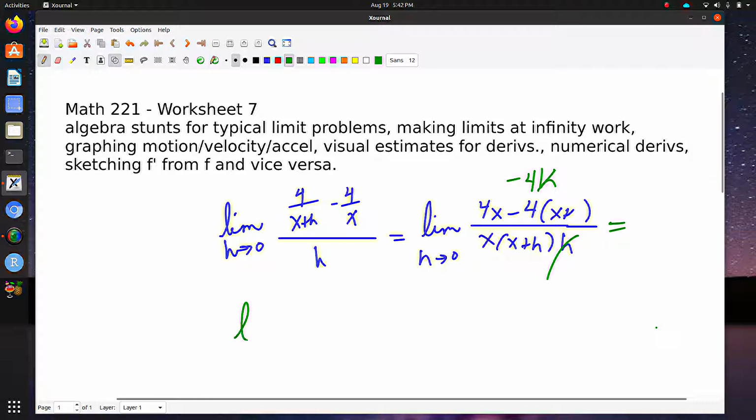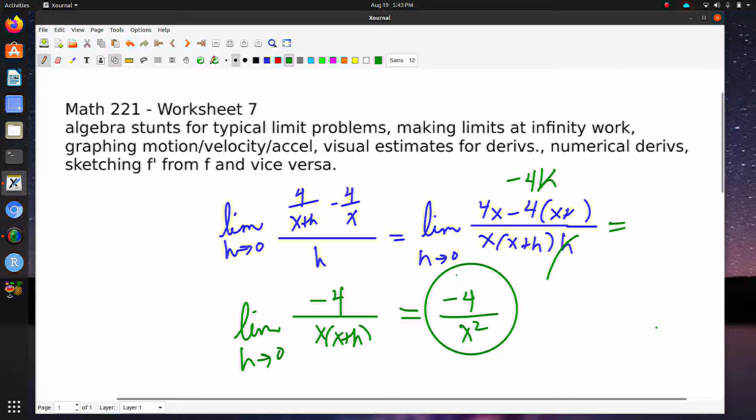And so then I get the limit as h goes to 0 of minus 4(x plus h), and now we can finally get rid of the h. Now h can be 0. And there's your limit. Okay, so that's just a really standard type of problem.